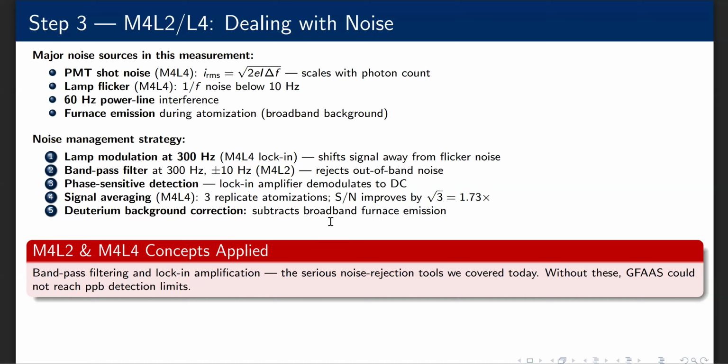Fourth, signal averaging, so 3 replicate atomizations. This improves the signal-to-noise ratio by the square root of 3, which is 1.73 times. And the fifth is deuterium background correction, which subtracts the broadband furnace emission. The D2 lamp spans the same spectral region, but is much broader than the 283.3 nanometer line, so subtracting its contribution removes the background without affecting the atomic absorption. So we've applied several concepts there from electronics lectures 2 and 4.